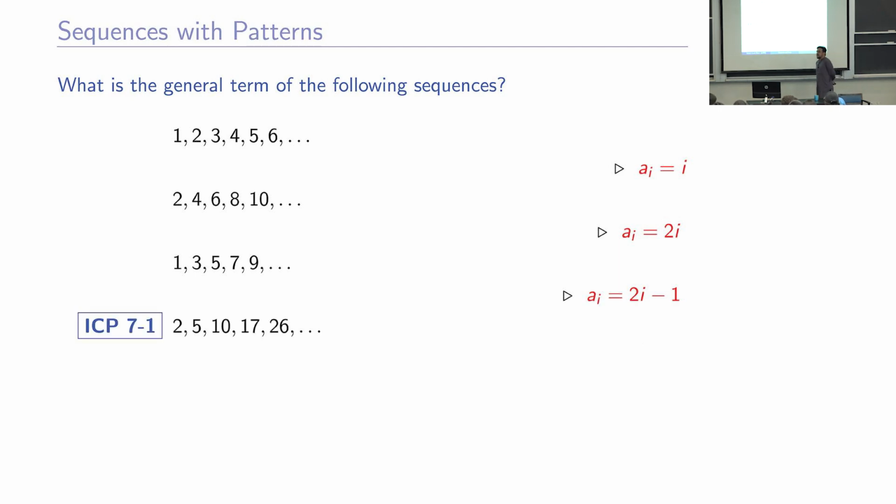Here is another one: 2, 5, 10, 17, 26. What should be the next number? Or let's just do the next number. It's not your ICP. The actual question is different. What will be the next number?